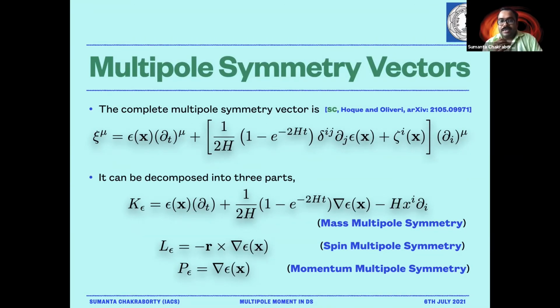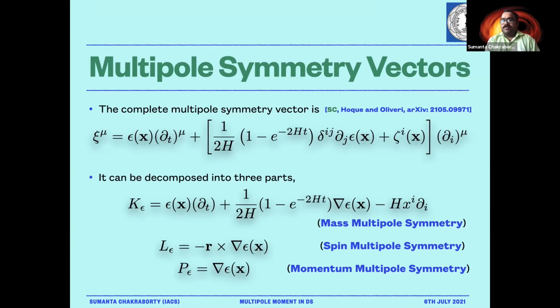The reason being, if I take the h going to 0 limit, then K epsilon is precisely the vector field which will generate the mass multipole moments. L epsilon is precisely the vector field which will generate the spin multipole moments. And P epsilon will not give you any result. It will be identically 0 if you compute the corresponding moment of charge.